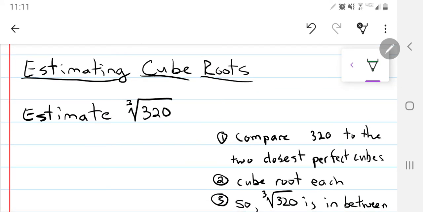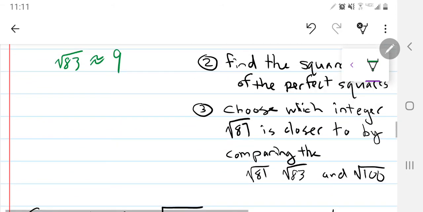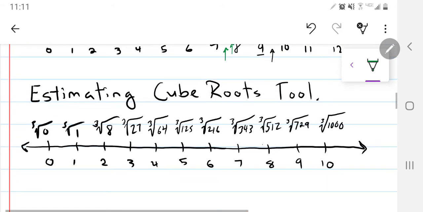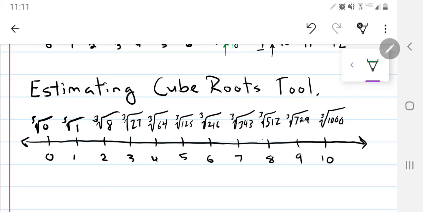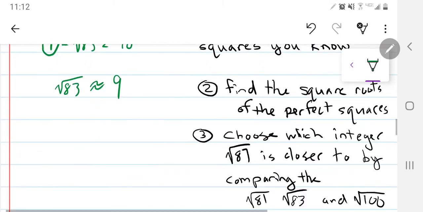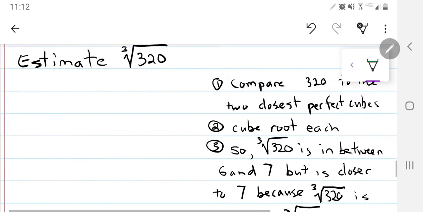All right, so same idea. We're estimating cube roots now. So we're going to estimate the cube root of 320. We simply go up and find it on our cube root tool. 320 would be somewhere in there. So that means the answer is going to be between 6 and 7. And 320 is closer to 343. So 7 would be our winner, our closest integer.